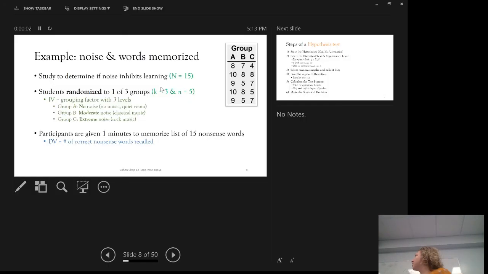Okay. So let's look at it. This is a toy example. I think this might even be the one that's in the book. So we're going to do A, B, and C, 3 groups. We want to do a study to know if noise inhibits learning.